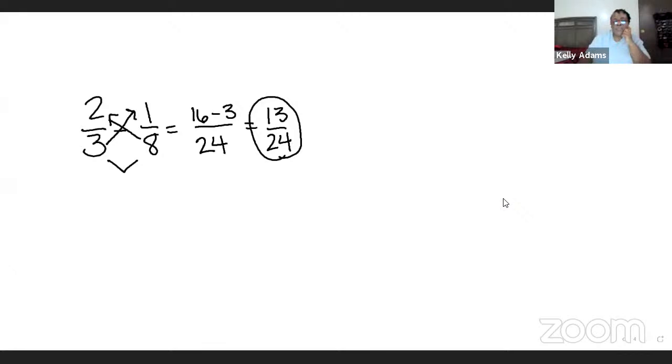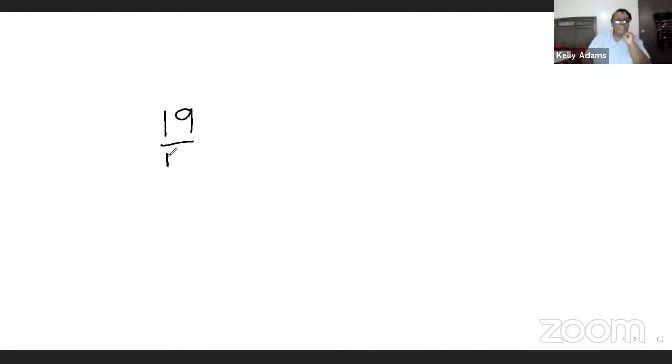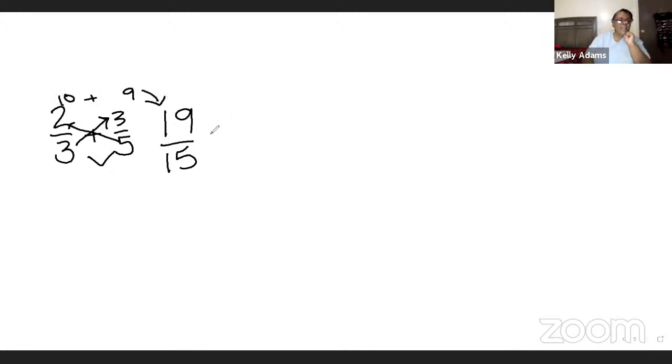When you have to divide is the hard part for me. That's the hard part for you. Okay. Say for instance this is your answer, 19/15. Let me tell you the problem. You got 2/3 plus 3/5. 3 and 5 is 15. And then you do 3 times 3 is 9, and 5 times 2 is 10. That's 10 plus 9 is 19.